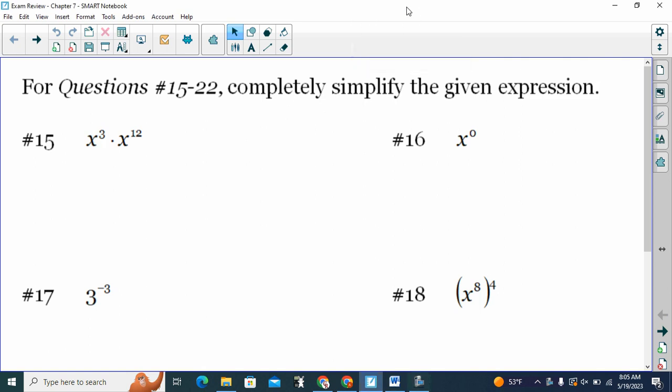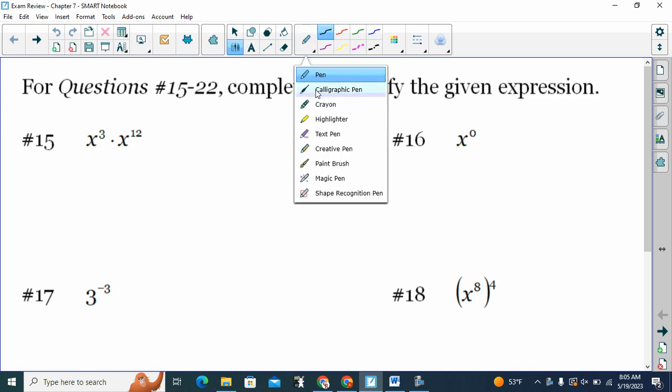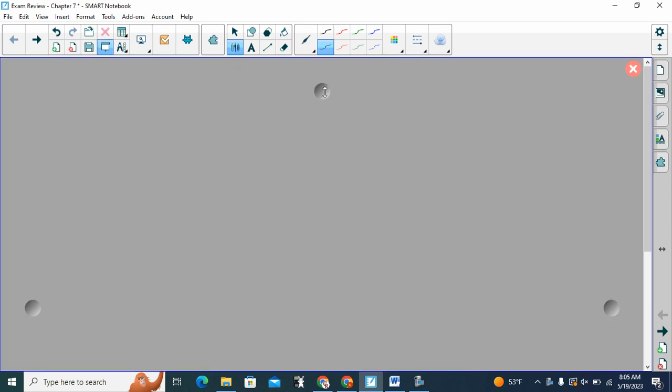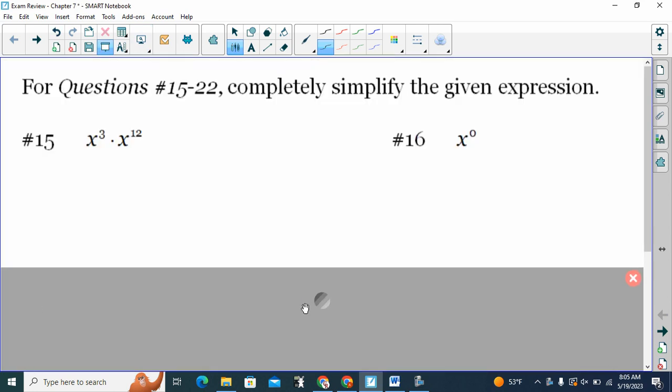We continue our review for your Algebra 1 semester exam with Chapter 7 information today. Chapter 7 started with the properties of exponents. We are asked to completely simplify each of the following expressions. Starting with number 15, it says x to the third times x to the 12th.